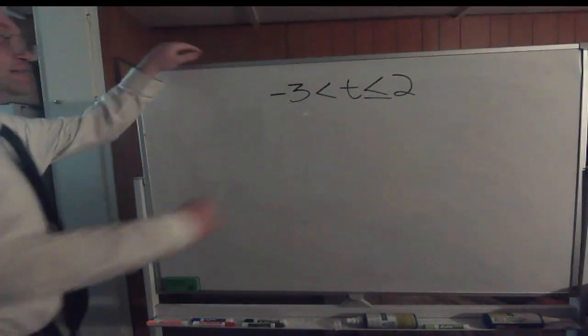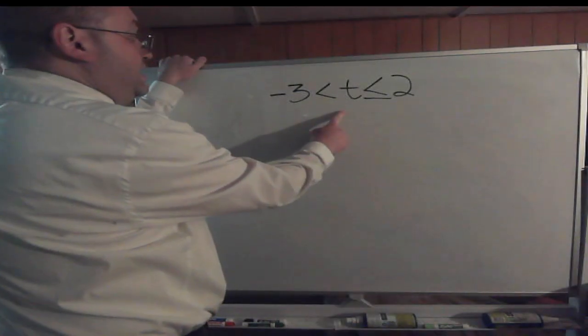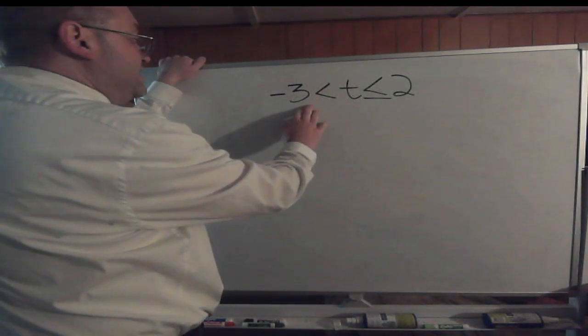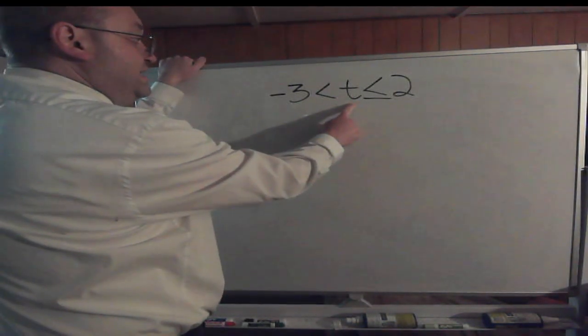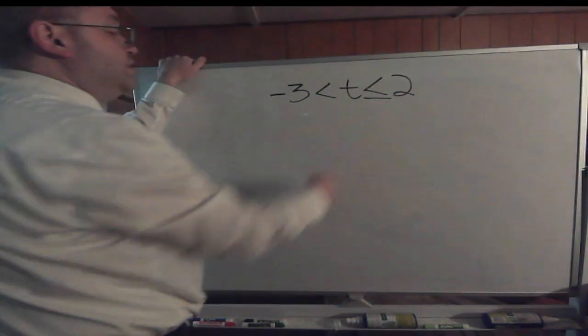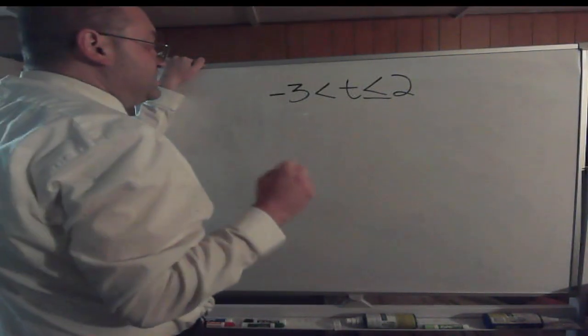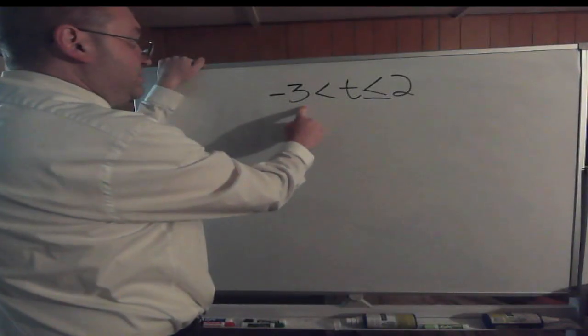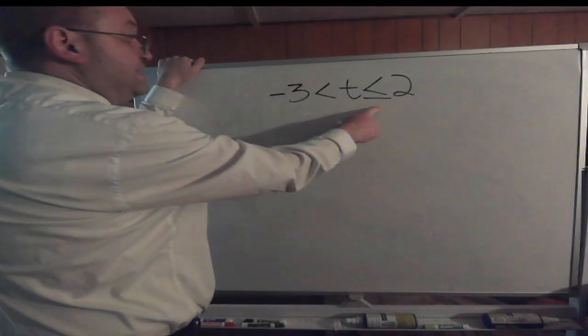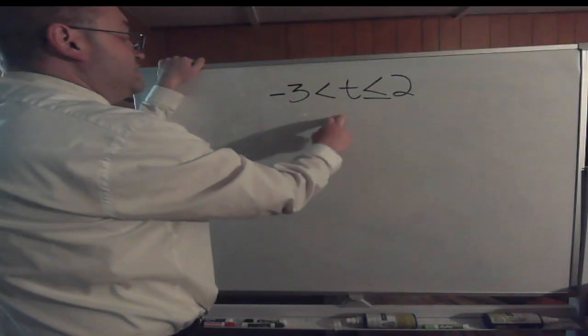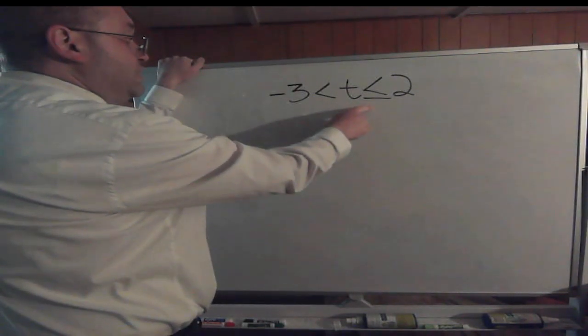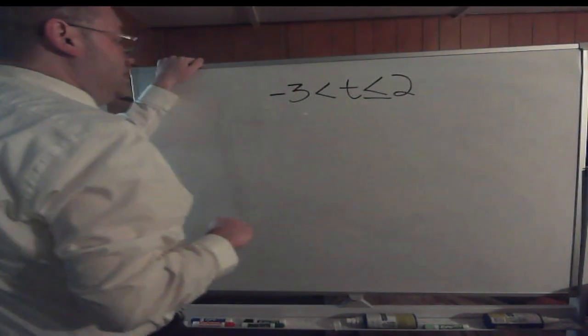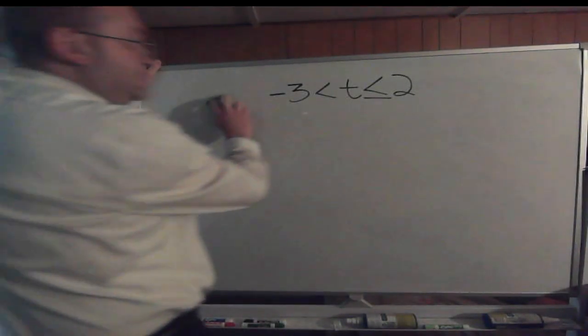This right here is an example of a combined inequality. You have, as an example, negative 3 is less than t, which is less than or equal to 2. So what this really means is that t is greater than negative 3, but t is less than or equal to 2. So it tells you that the value of t is somewhere between negative 3 and 2. So this is what's called a combined inequality, when you have two inequalities with the same variable combined into one sentence.